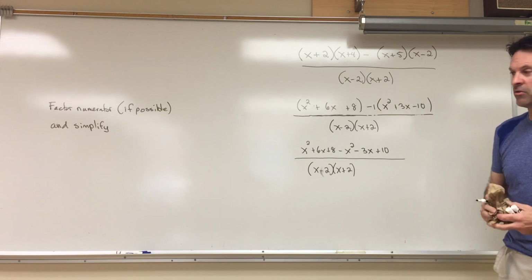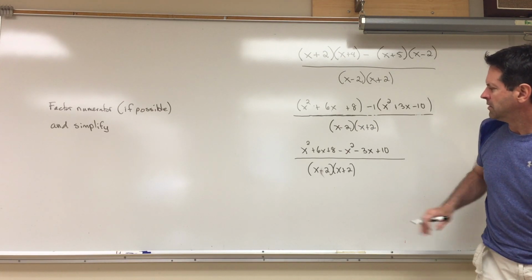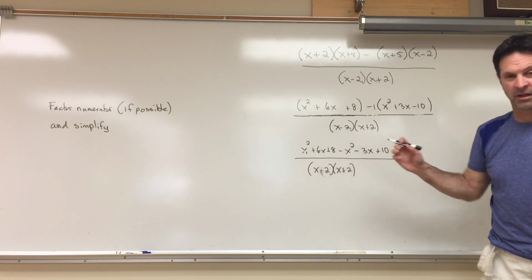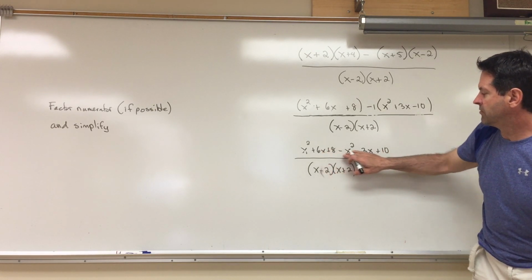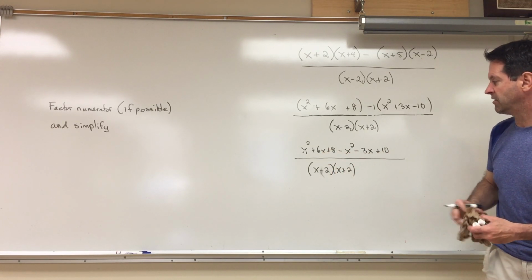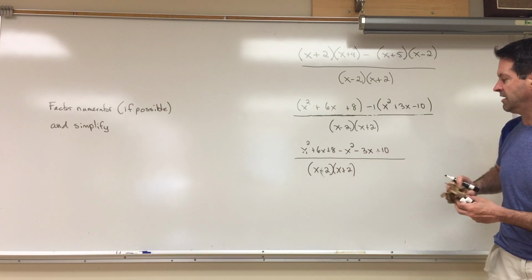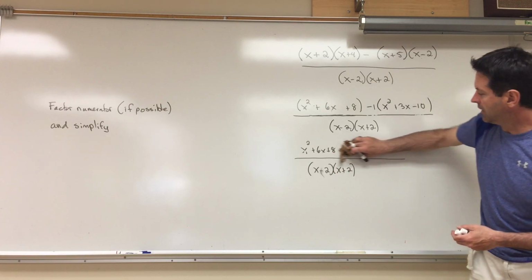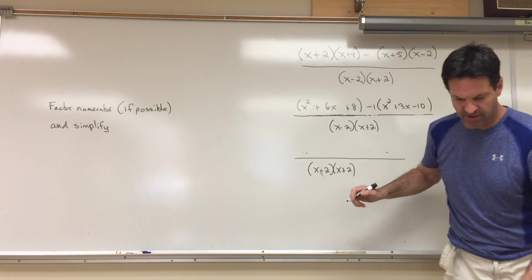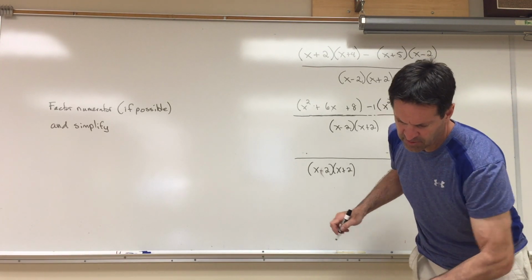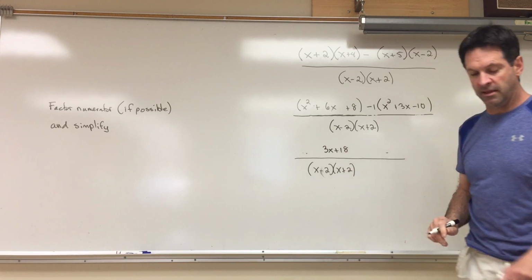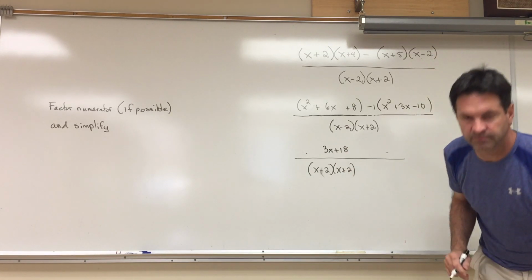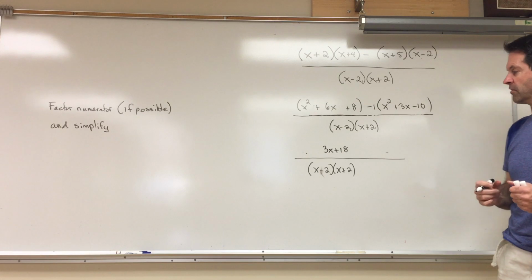Collect your like terms in the numerator. X squared and minus x squared, they cancel each other out. There's no more x squareds. 6x minus 3x, that's 3x. And 8 plus 10, that's 18. So what will end up in the top is, I believe, 3x plus 18. That's what we have in the numerator when we expand and collect our like terms.